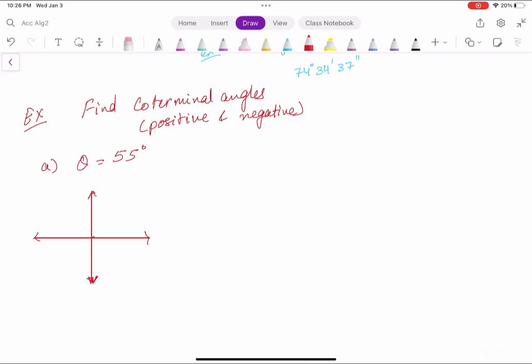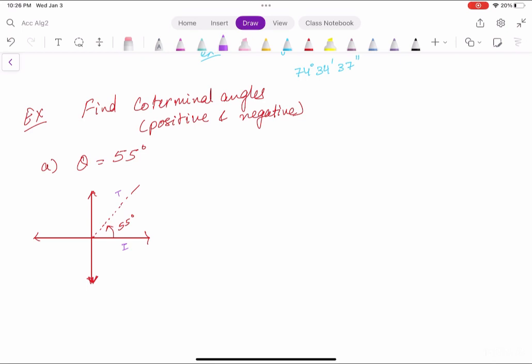So half of 90 will be 45, so a little bit higher than 45. Just a rough estimate, this is approximately the 55-degree angle. Now they want a coterminal angle. That means the angles that share the same terminal side. So if you want, you can label the x-axis as the initial side, and the other side of the angle as t, which is the terminal side.